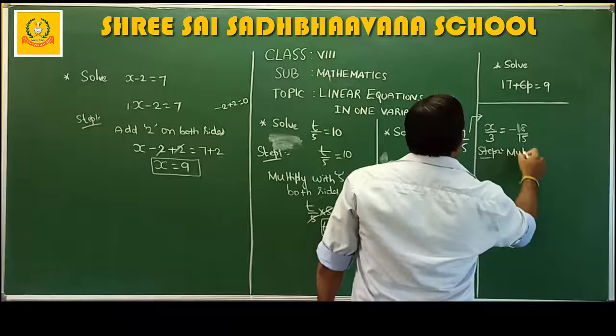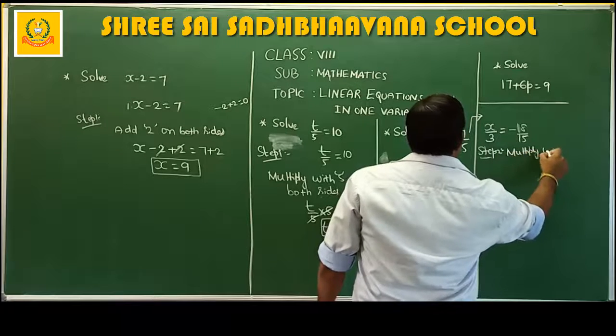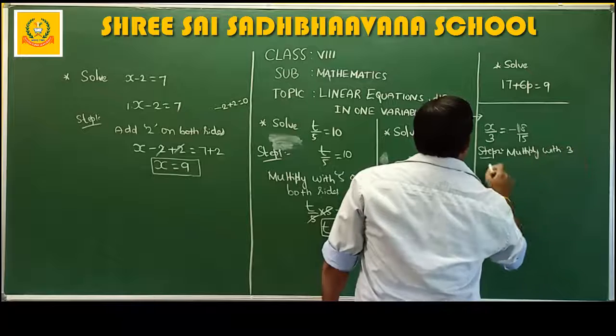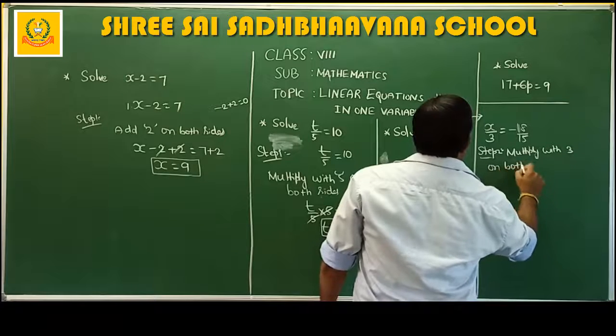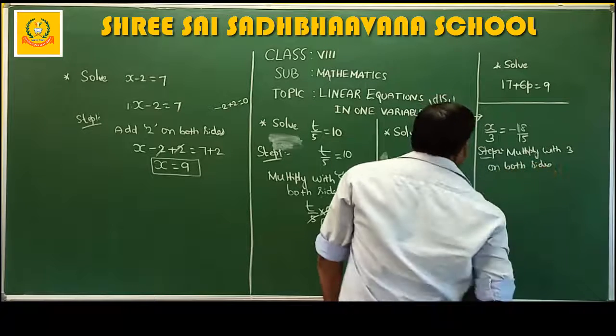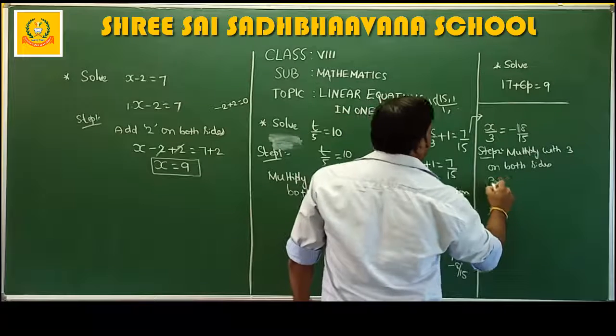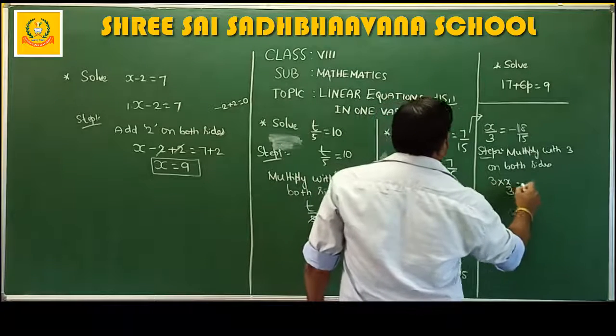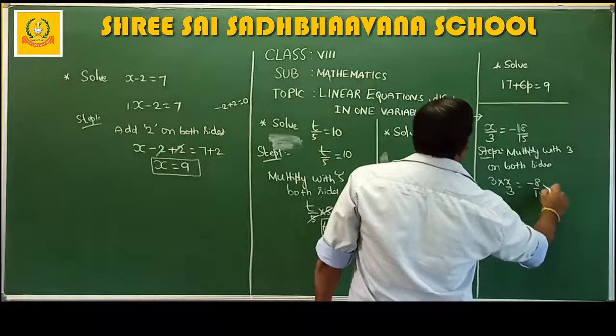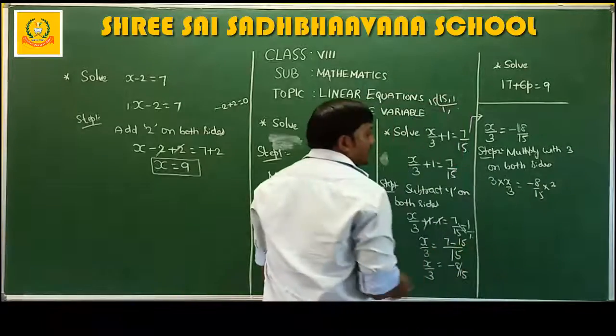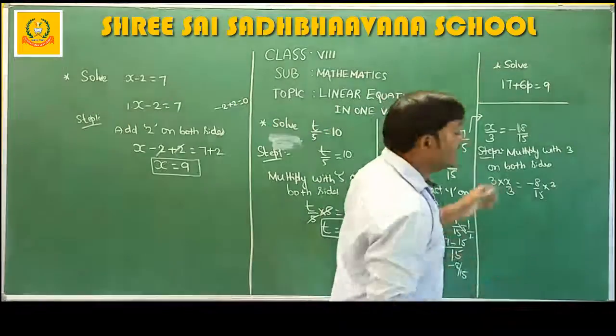Multiply with 3 on both sides. Okay? If you just multiply with 3, what happens? 3 into x by 3 is equal to minus 8 by 15 into 3. Understood? So we are multiplying 3 on both the sides.